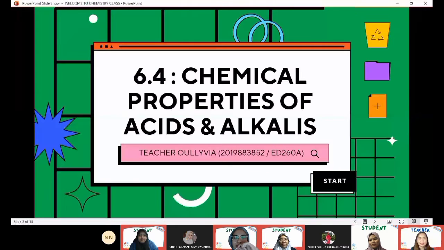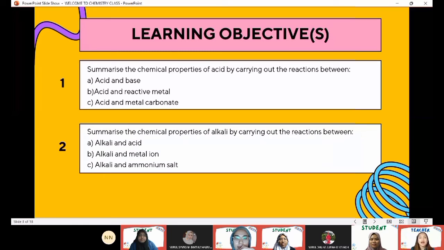Today, we are going to learn about the chemical properties of acids and alkali. At the end of the topic, students will be able to summarize the chemical properties of acid by carrying out the reaction between acid and base, acid and reactive metal, acid and metal carbonate. Second learning objective is students will be able to summarize the chemical properties of alkali by carrying out the reaction between alkali and acid, alkali and metal ion, alkali and ammonium salt.